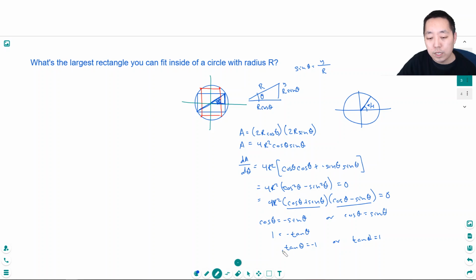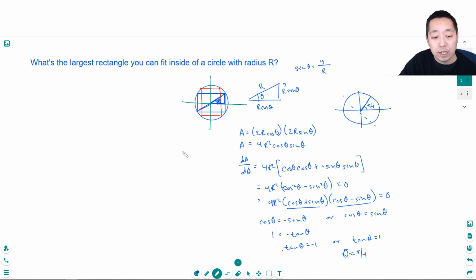This one doesn't give me any values, because the only time tangent is negative 1 is in these other quadrants. So really, all I care about is theta equals pi over 4. Based on the construction of the problem, it should make sense that this maximizes the area, because the minimum area would be 0 if I didn't make a rectangle at all, just a line or something. So theta equals pi over 4. If you think about it, this is 45 degrees. It's really a square. So the biggest thing I could fit in here is a square.